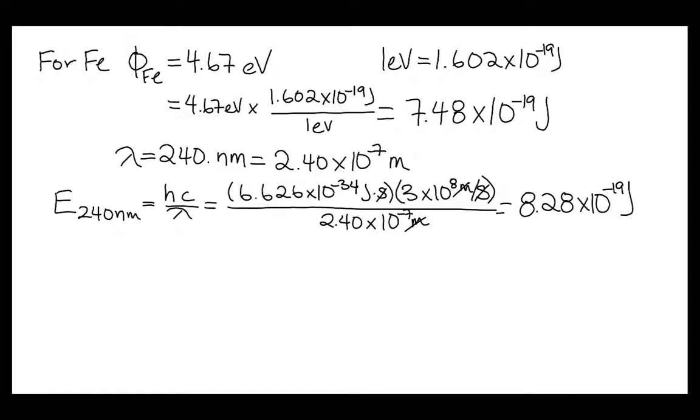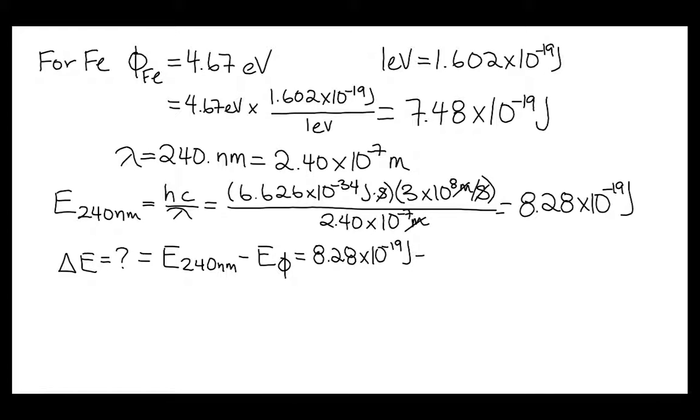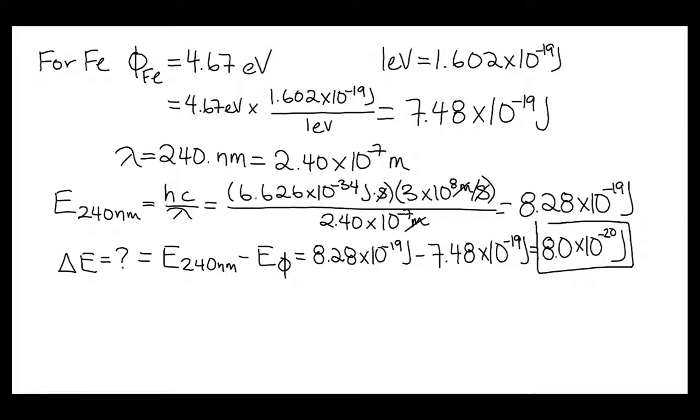Now, to calculate the additional energy that an electron that's being emitted has, we will use the following equation. Delta E is the change in energy, and that's going to be equal to the energy of the photon, E 240 nanometers, minus the energy required for the work function, so to emit the electron. If we plug in the necessary values, we have 8.28 times 10 to the negative 19 joules minus 7.48 times 10 to the negative 19 joules, which gives us an extra energy of 8.0 times 10 to the negative 20 joules.